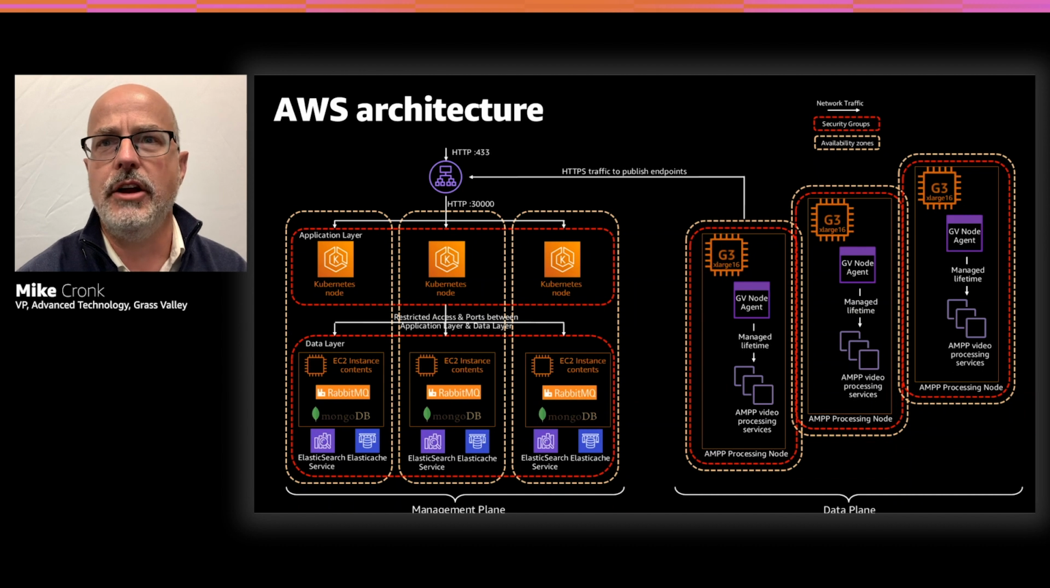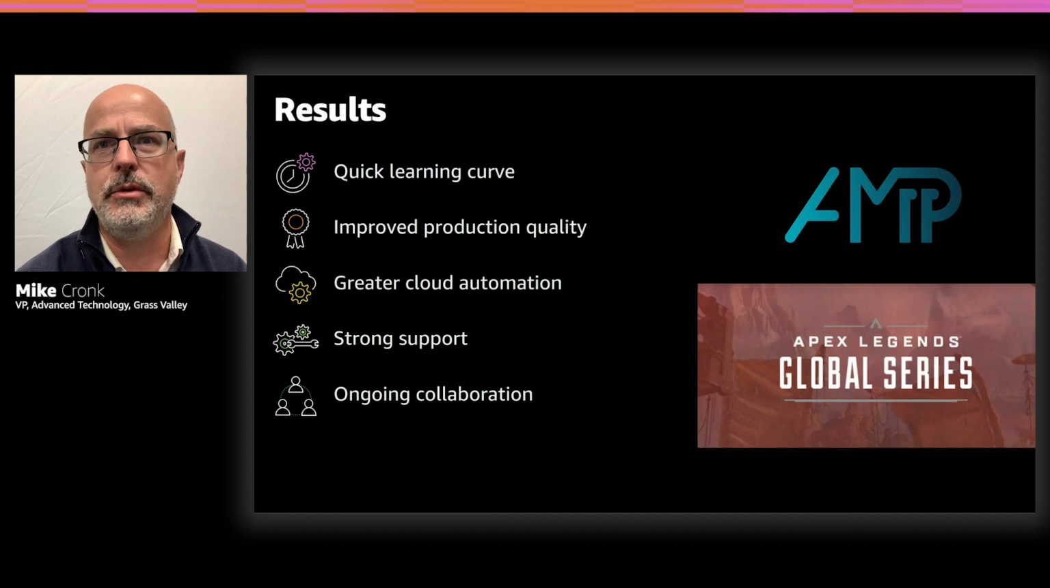So that's the architecture. And so the results of this solution for EA Sports, well, they had a quick learning curve. They started the POC about 5 weeks before their first on air, training everybody in a new system, building it up from scratch. Really phenomenal versus what has to typically happen in a more bricks and mortar type of situation with traditional equipment. They improved the production quality of their broadcast.